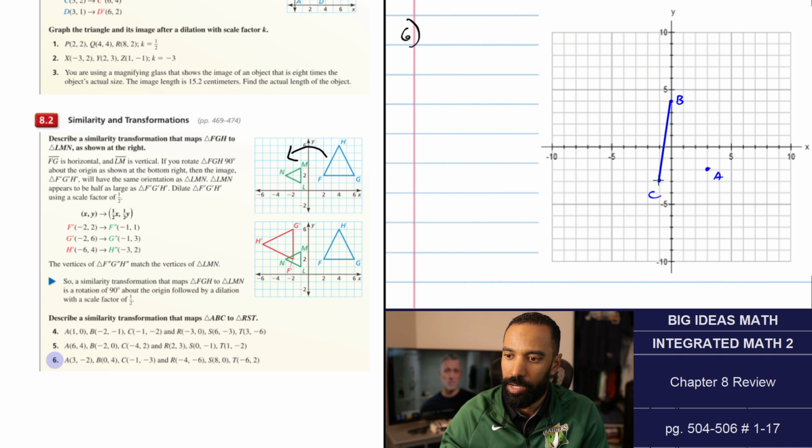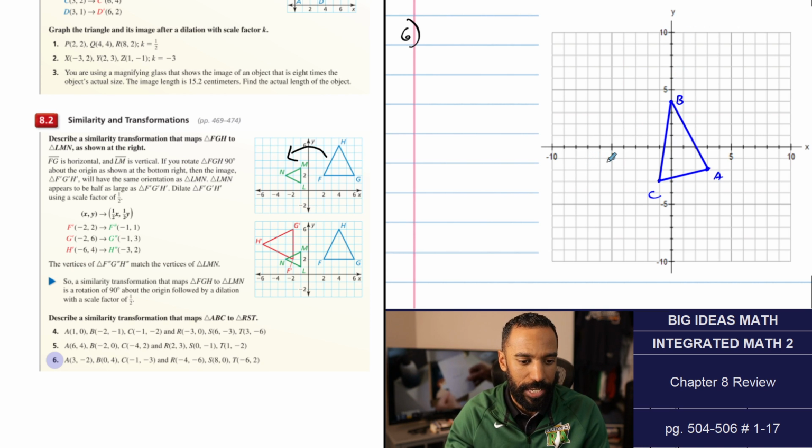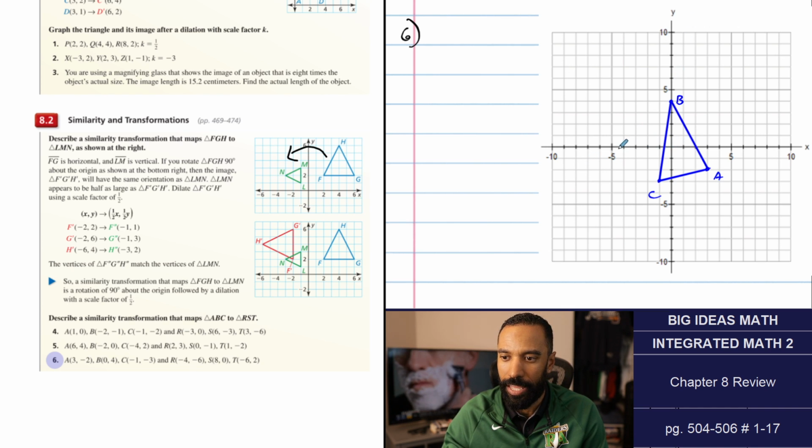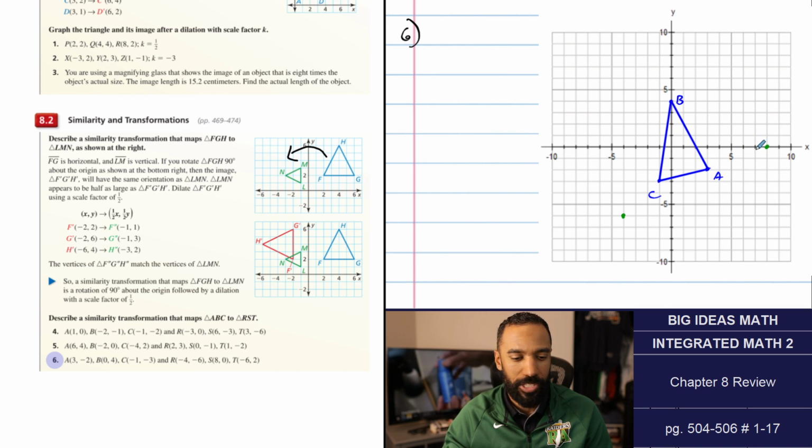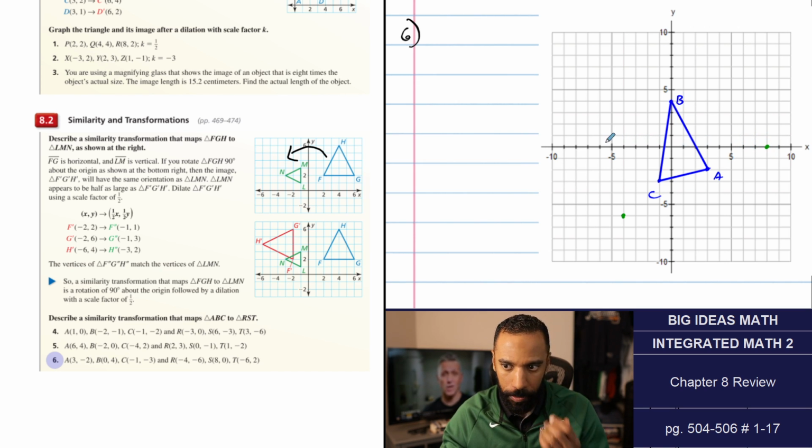Getting my size ready. There we go. Okay, A, B, C. Let's find the ones that correspond. Let's look at where R, S, and T go. R is at -4, -6. S is at 8, 0. Looks like a rotation because B goes to S here. And T is at -6, 2.